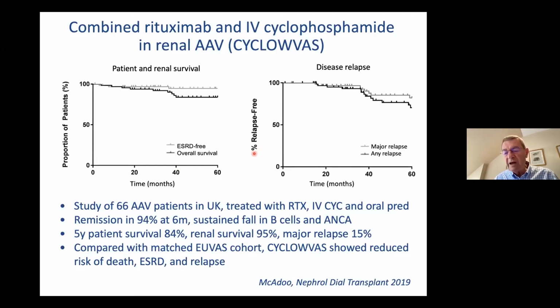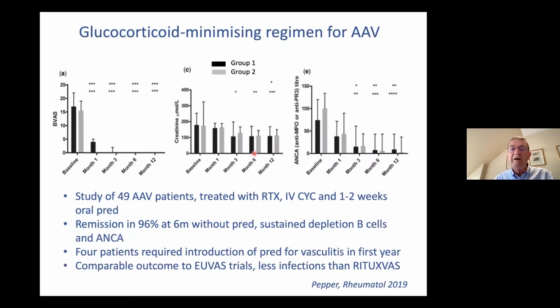And because we were encouraged by this result, and because we wish to spare the patient the side effect of steroids, we then used the same rituximab and cyclophosphamide, but with a reduced dose of steroids called the glucocorticoid minimizing regimen, in which patients had only 1 or 2 weeks of steroids orally between their 2 doses of rituximab.